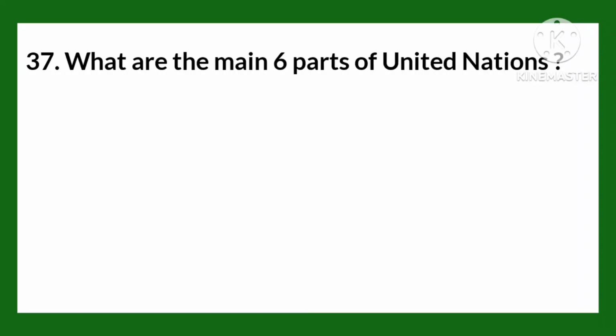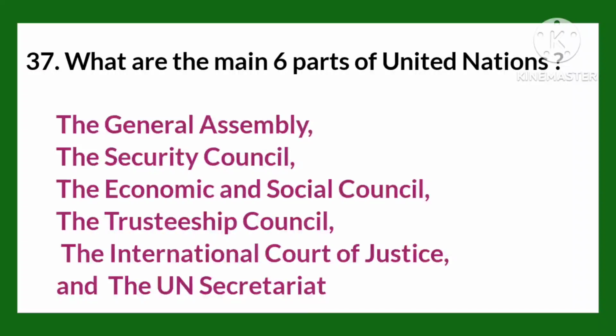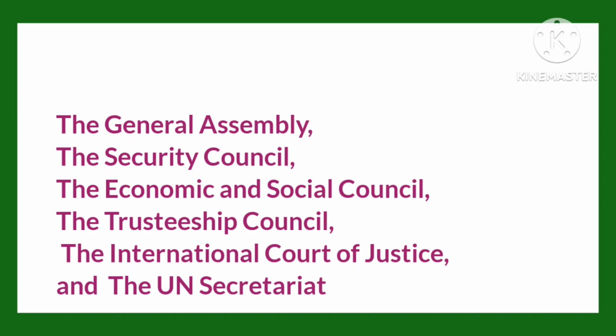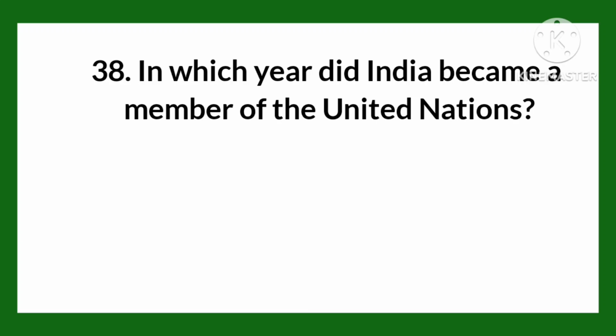Question number 37. What are the main 6 parts of United Nations? Answer: the General Assembly, the Security Council, the Economic and Social Council, the Trusteeship Council, the International Court of Justice, and the UN Secretariat.